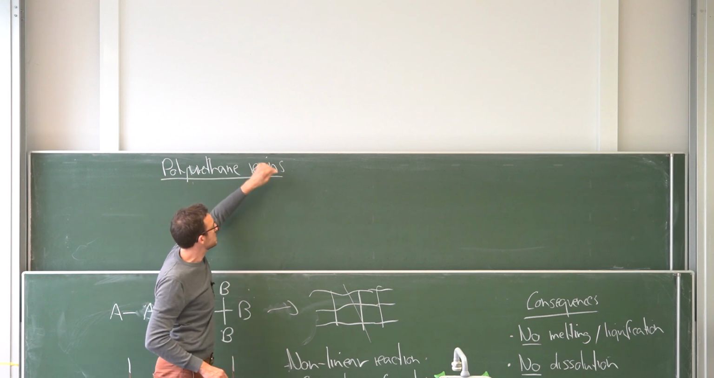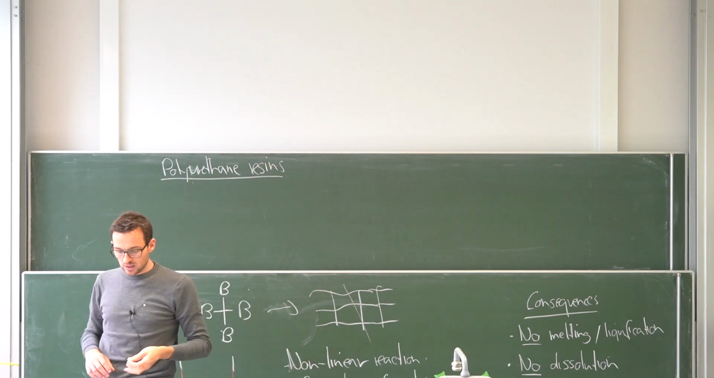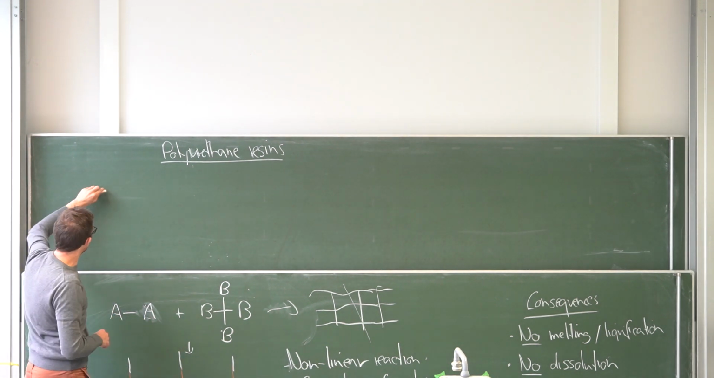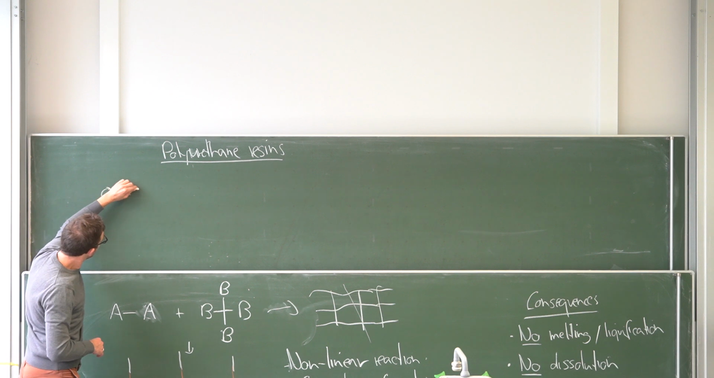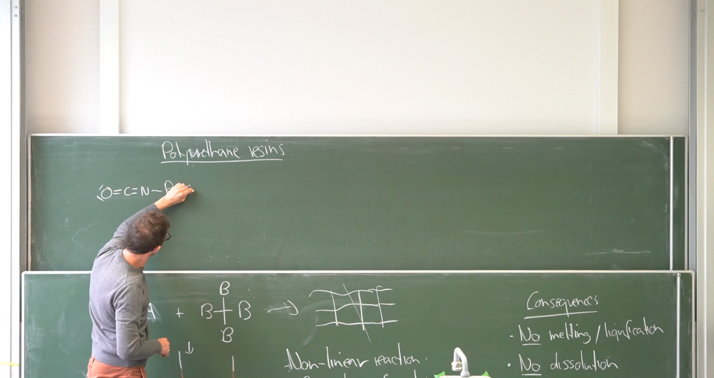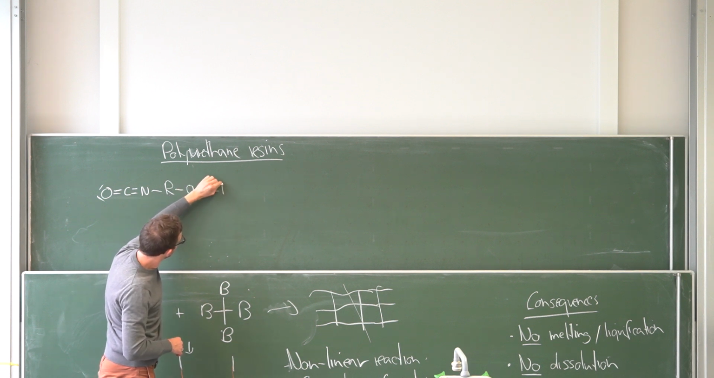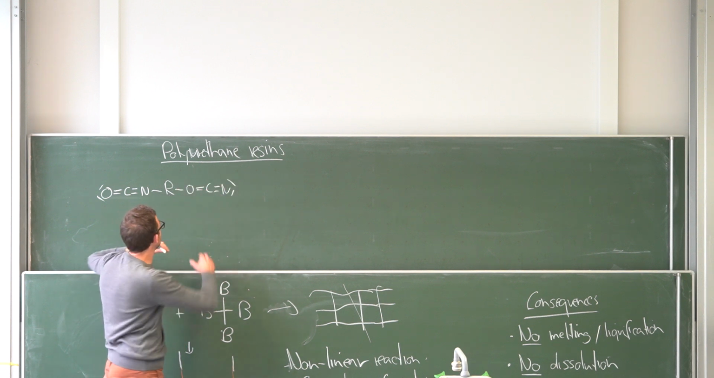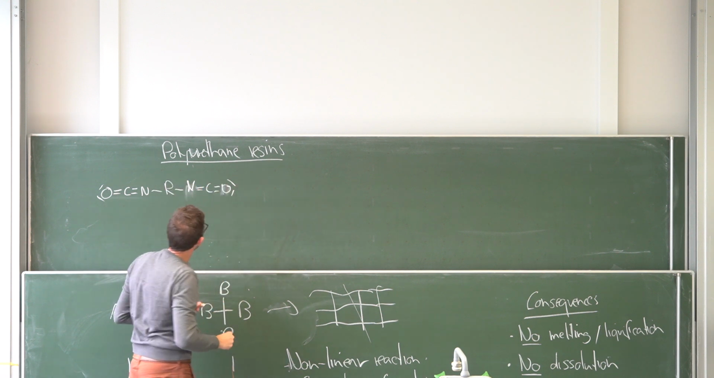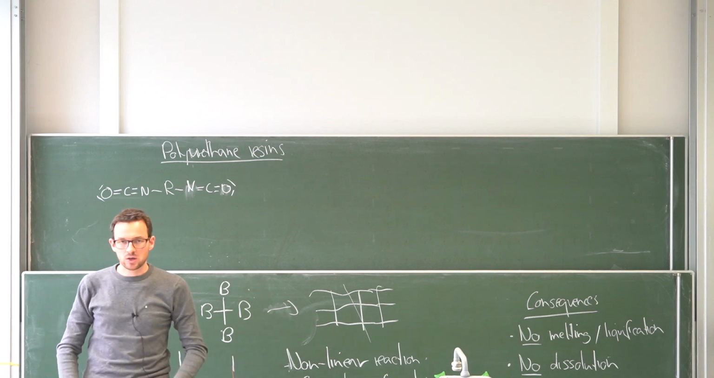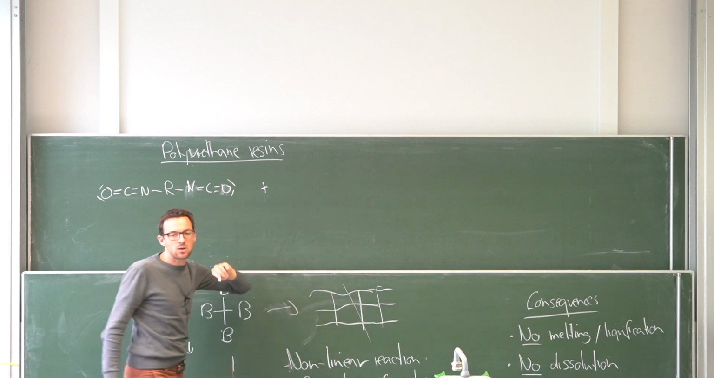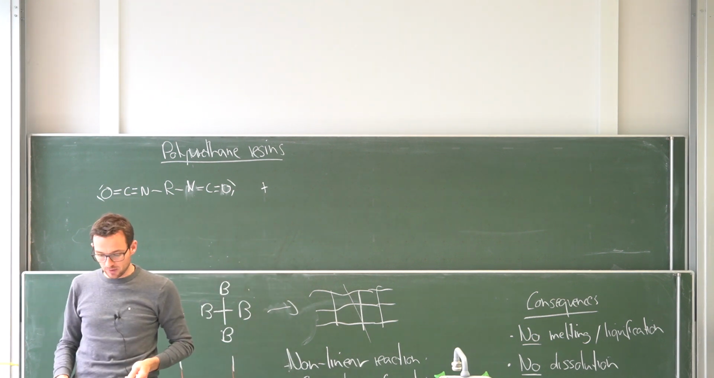So polyurethane resins. Resins again implies they are cross-linked. What we need is the diisocyanate component. When you remember our lecture from last week, we discussed that we let this react with a diol and we form a linear polymer chain.